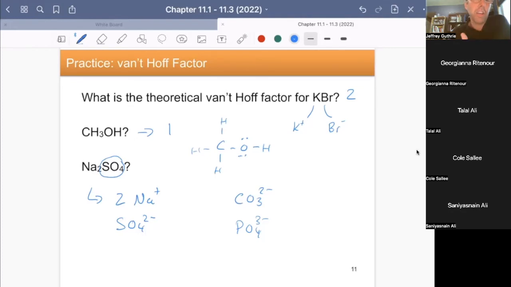So if it has carbons and hydrogens and oxygens in there, it's just not going to break up into different ions. It looks like that in solution, it looks like that out of solution, whereas the other two break up into different ions. So the methanol, the second one, since it doesn't break up, the Van't Hoff factor is just going to be 1.